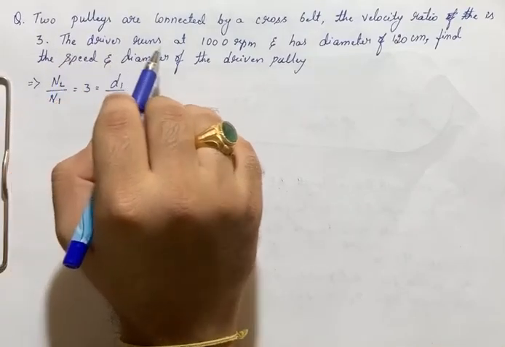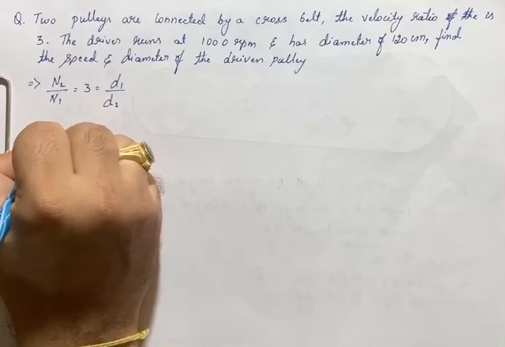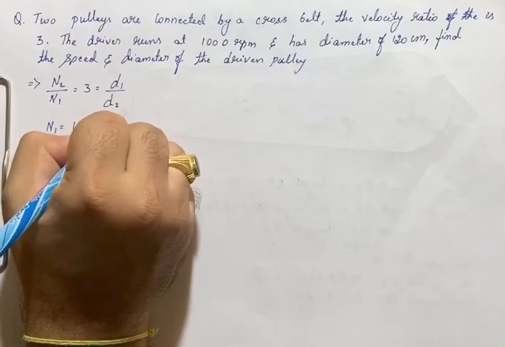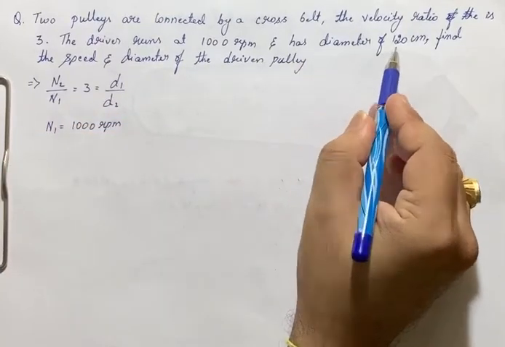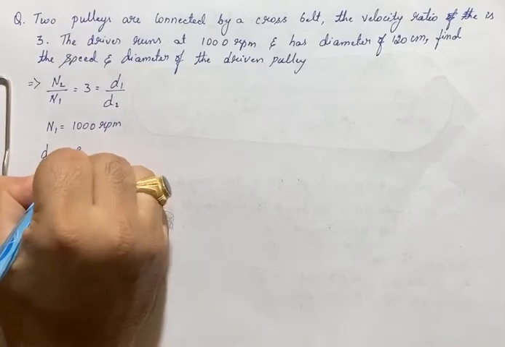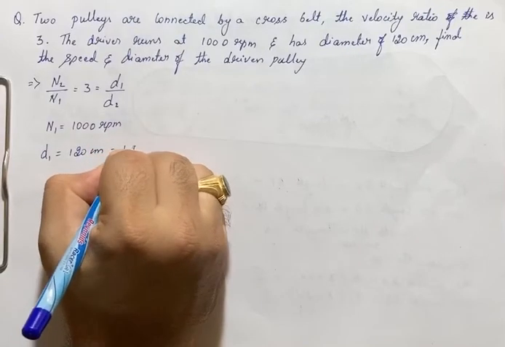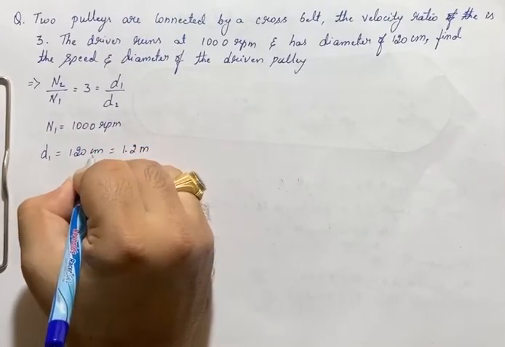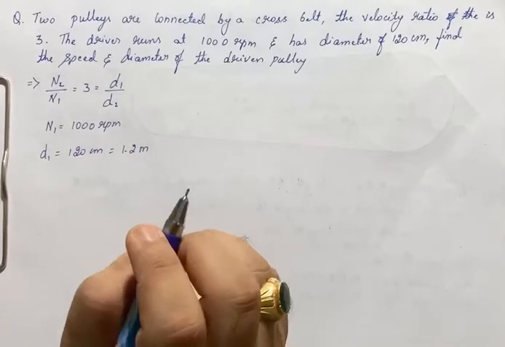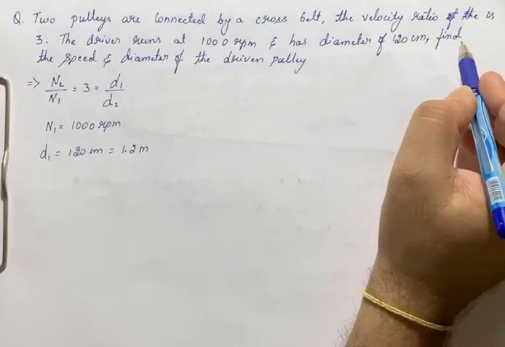Now the driver runs at 1000 rpm. The driver here is N1, so N1 is 1000 rpm, and it has a diameter of 120 centimeter. That means he has given D1 as 120 centimeter, which is nothing but 1.2 meter. It is not in mm, it is in centimeter. Centimeters to meter, I need to multiply by 10 raised to minus 2, or divide by 100.